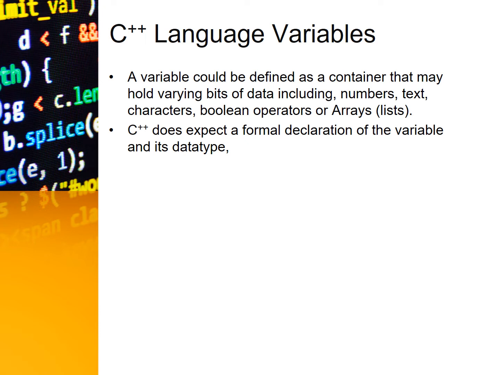And it is not like Python, for instance. If anyone's programming in Python, you would know that the variable is defined by the value you give to it. You don't actually have to tell Python what sort of variable it is. However, C++ is, I guess, a little bit old-fashioned in the sense that it expects a formal declaration.